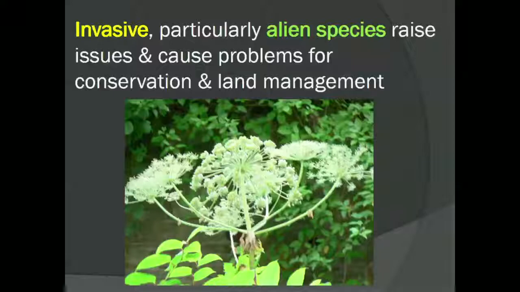Invasive, particularly alien species, raise all sorts of issues. Massive things in terms of debates in the UK, potentially enormous costs. Around the world, invasive species cause economies to collapse, they cause people to starve, they have huge disruptive impacts on ecosystems. That's a picture of giant hogweed, which I grow in my garden, and I do a party trick sometimes in the summer because I have a scar all the way up my arm, and if I get it in sunlight, it all comes out. It's quite interesting. It's a nasty alien species, but it's a fantastic garden plant.